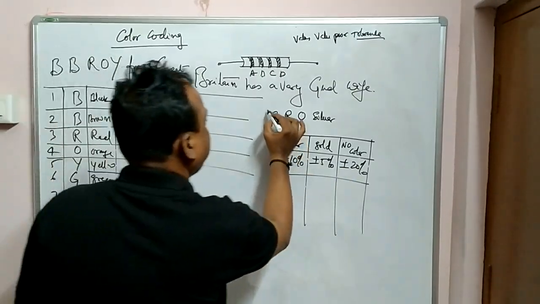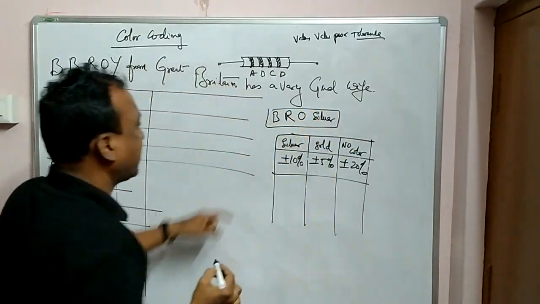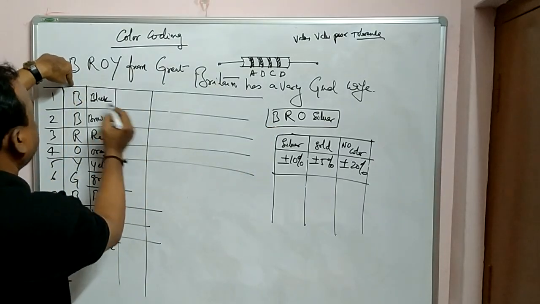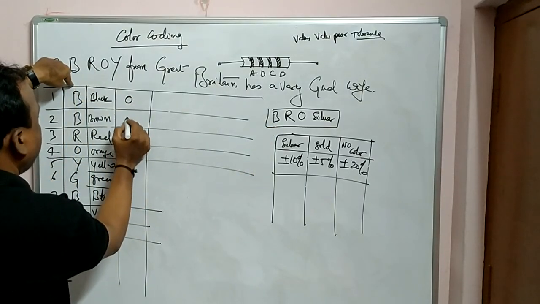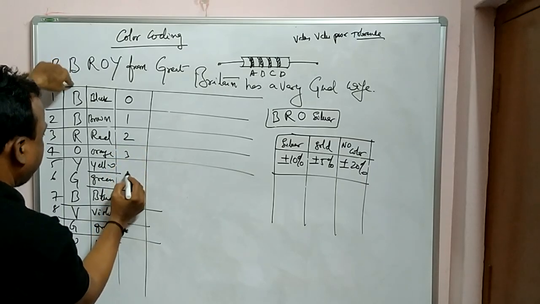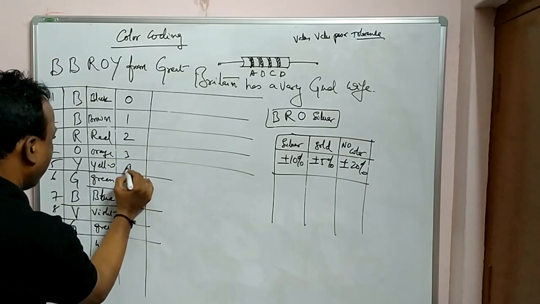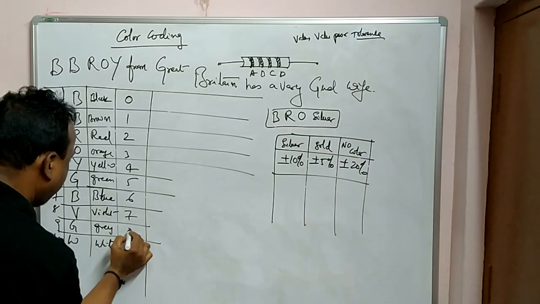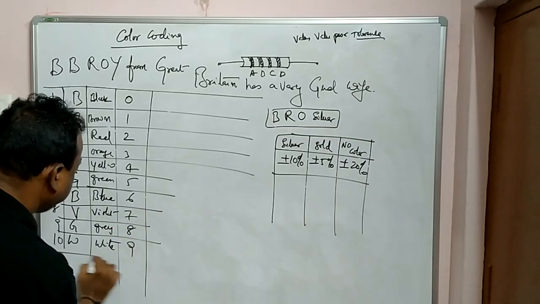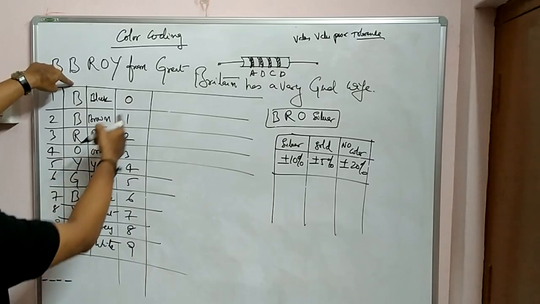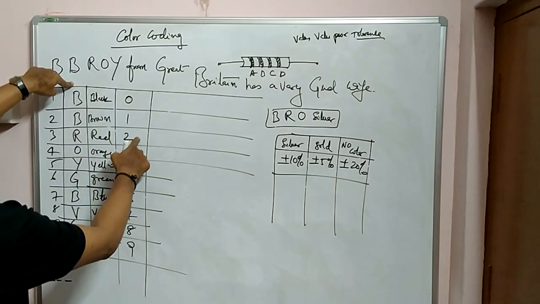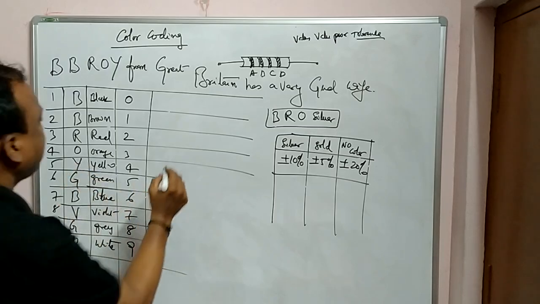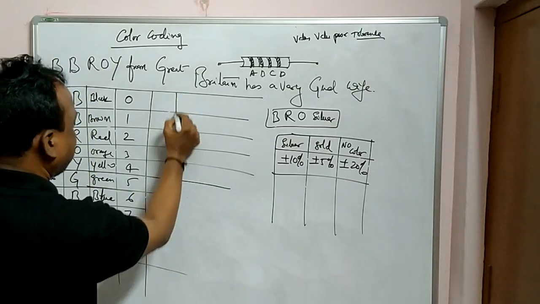Now see how to identify this color coding. Look once. First black, he said. So starting from black, let us write the values: 0, 1, 2, 3, 4, 5, 6, 7, 8, 9. See the values? Starting from black 0, 1, 2, 3, 4, 5, 6, 7, 8, 9.